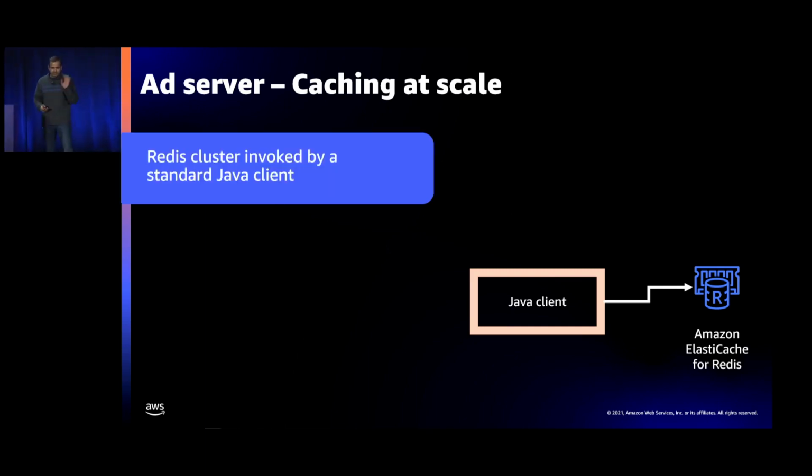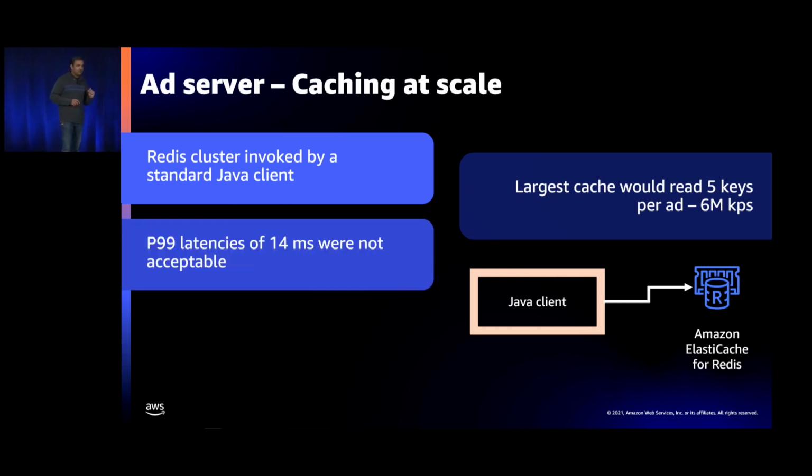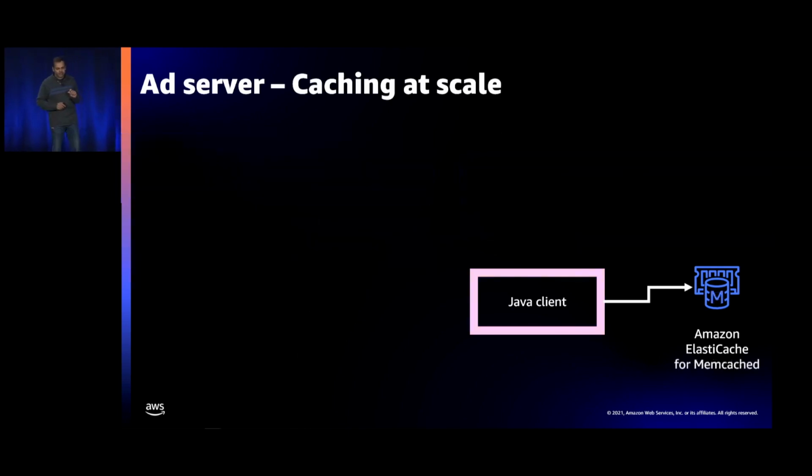Again, we started simple. There was a Java client. We made it talk to a Redis cache and thought everything should work fine. Our largest cache was reading about 5 keys per ad, which meant that we needed to read data at about 6 million keys per second. What we realized was that at P99, the latencies were up to 14 milliseconds for this cache. That would not fly. The business would not allow this. We did not have that much time.